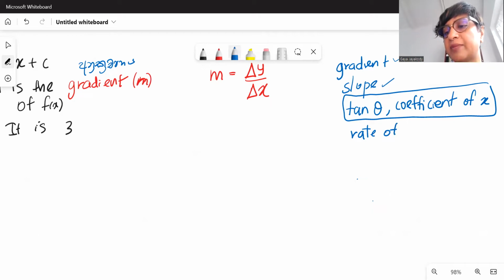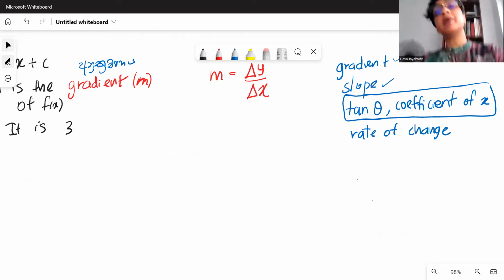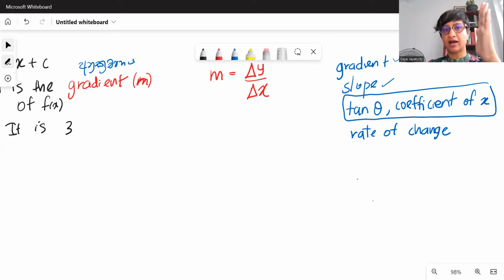Rate of change is the right term. Rate of change means the rate of variation. What is varying? The rate of change of y with respect to x. That's the proper way of saying it.